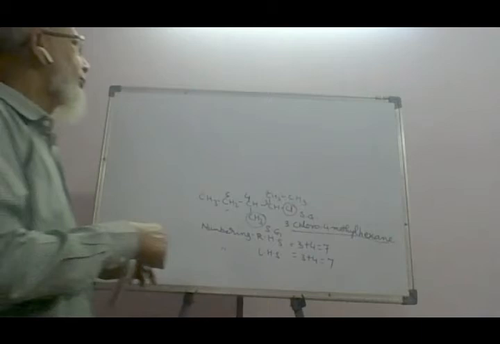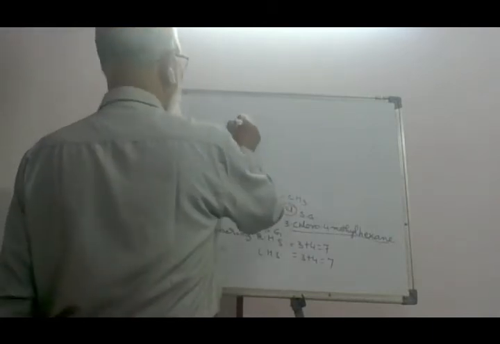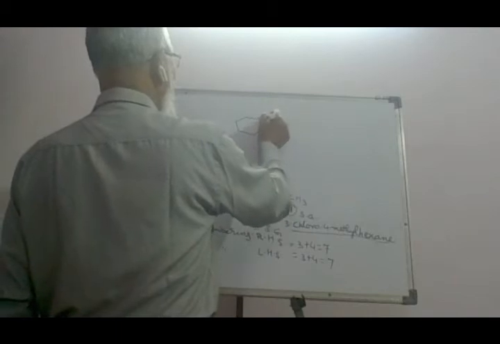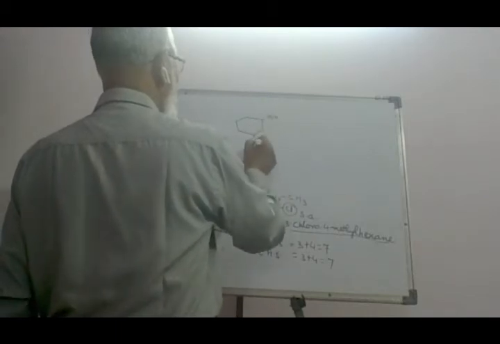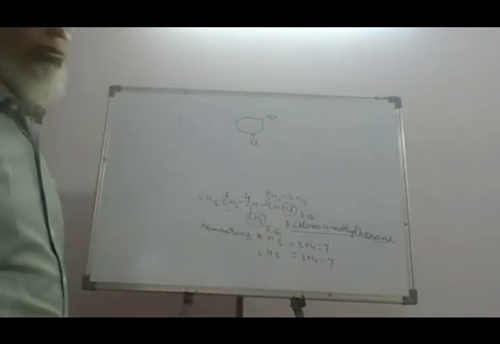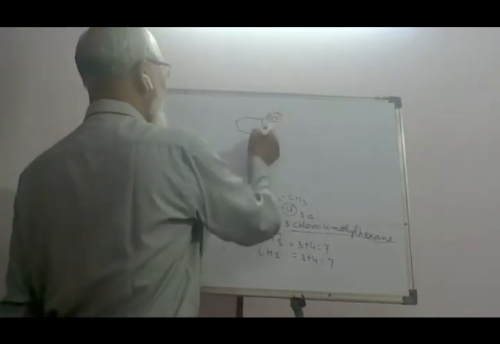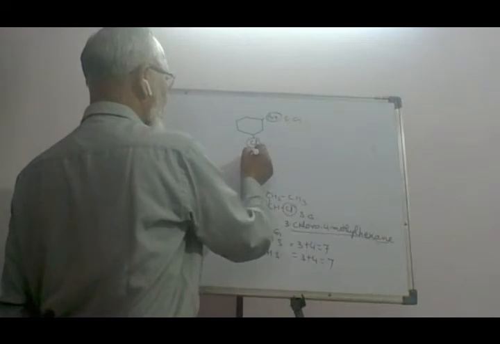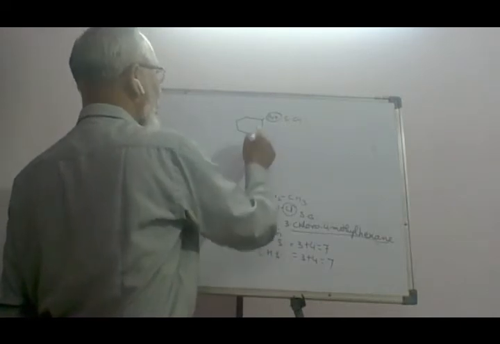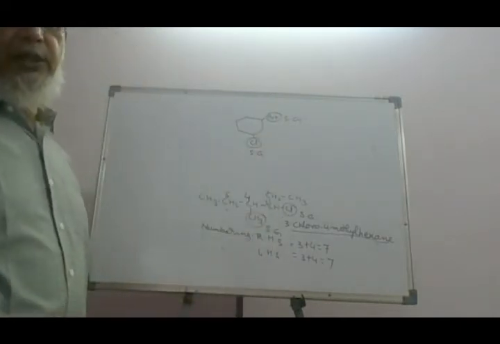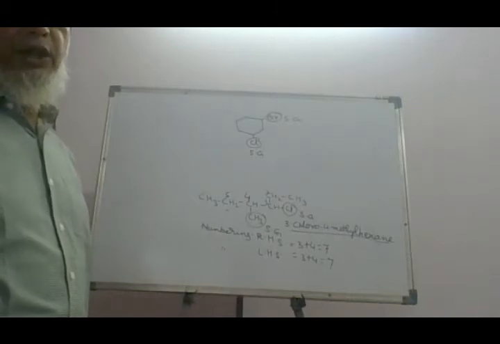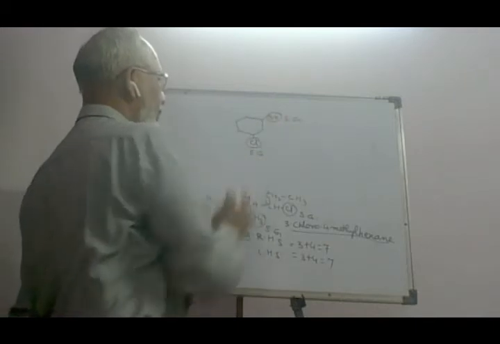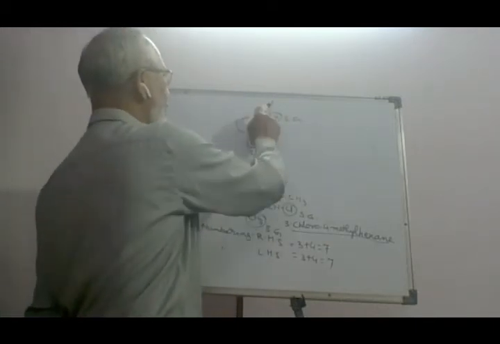Which is alicyclic. There are two substituents, bromo and chloro. And from either side, if we start the numbering, the sum of the numbers remains the same: 1 plus 3 is equal to 4, and this will also be 1 plus 3 is equal to 4.